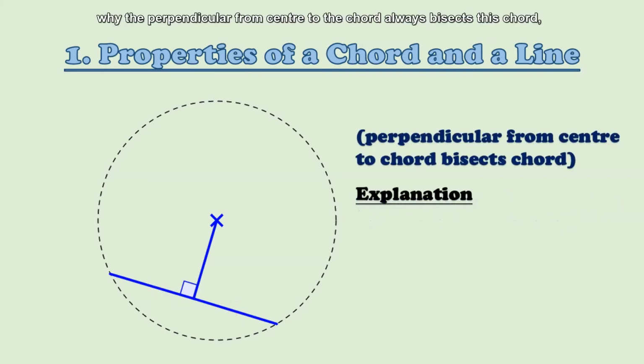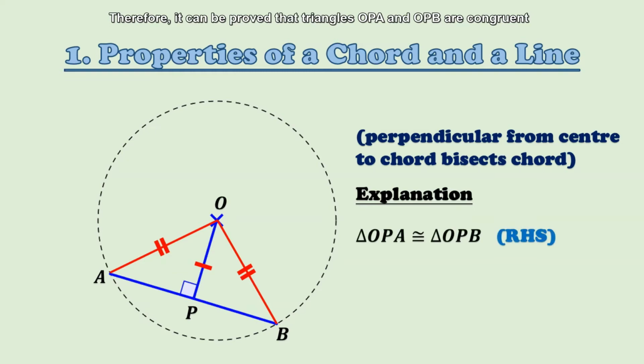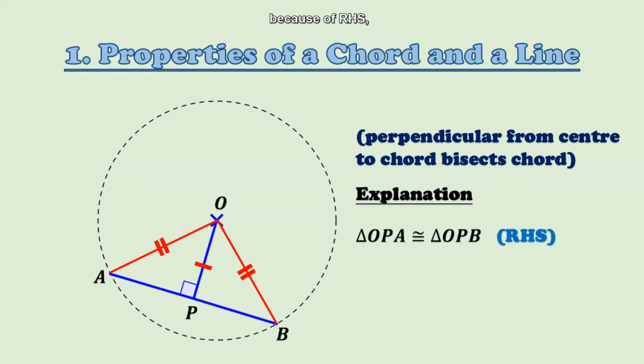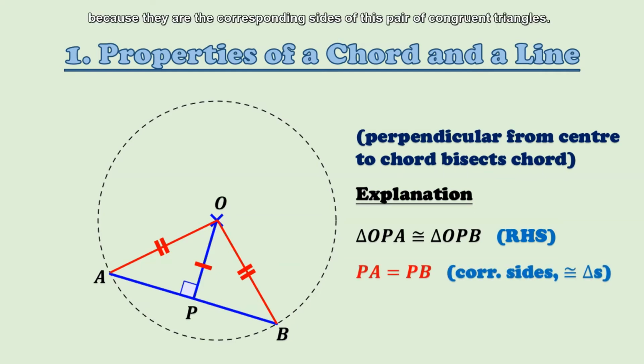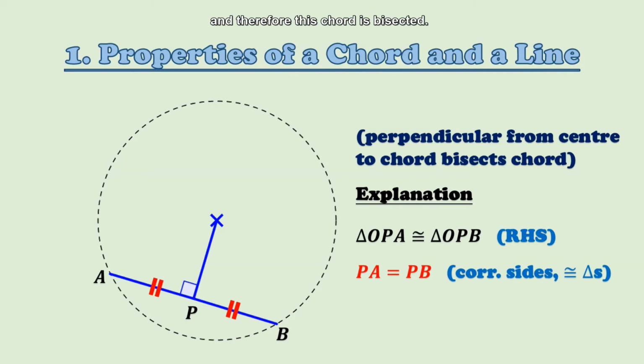To understand why the perpendicular from center to the chord always bisects this chord, we can consider these two triangles OAP and OBP. Because OA and OB are radii of this circle, they are equal. Therefore, it can be proved that triangles OPA and OPB are congruent because of RHS, and hence PA is equal to PB because they are the corresponding sides of this pair of congruent triangles. As a result, if a perpendicular line is drawn from the center to the chord, AP must be equal to PB, and therefore this chord is bisected.